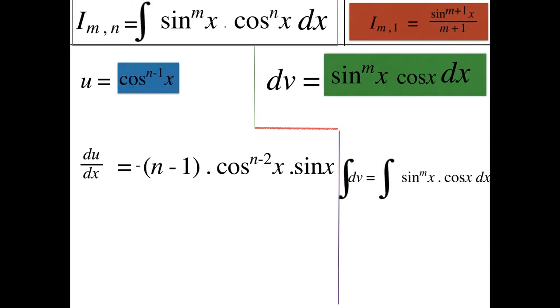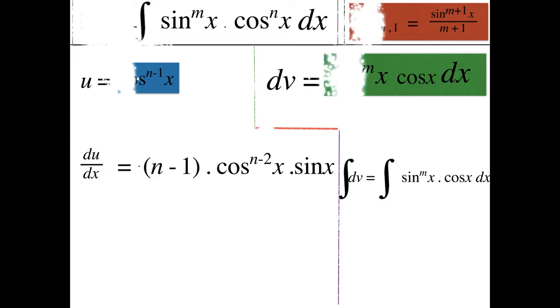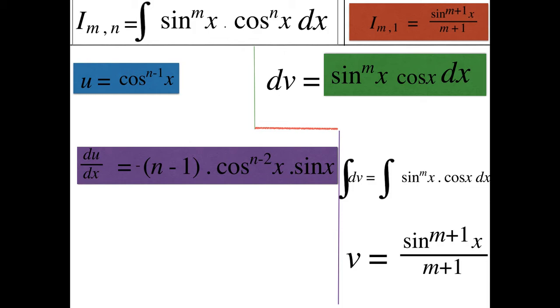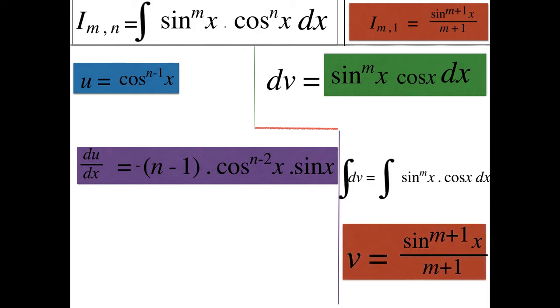And remember what I said, we are going to bring that expression alive, which is the integral of sin^m x times cos x dx. Now we have already found that integral, right? So v is equal to sin^(m+1) x divided by (m+1). Now please note down these results as well. That is u, and another one is du/dx, and another one is v. Now please copy this down on your rough paper or anywhere.